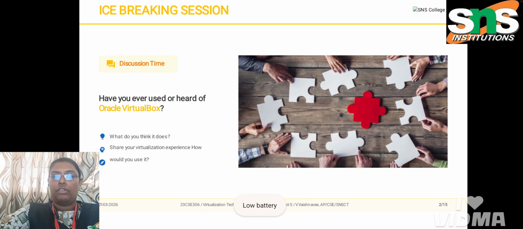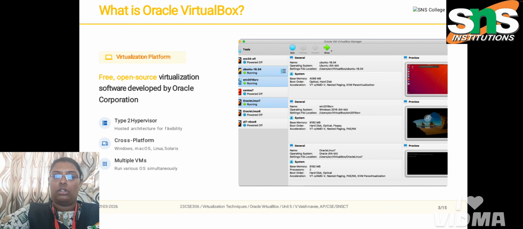Oracle VirtualBox is a powerful and free virtualization software that allows users to run multiple operating systems simultaneously on one physical computer. In this lecture, we will learn about what Oracle VirtualBox is, the Type 2 hypervisor, features and components, and installation and applications. So let us begin with the Oracle VirtualBox overview.